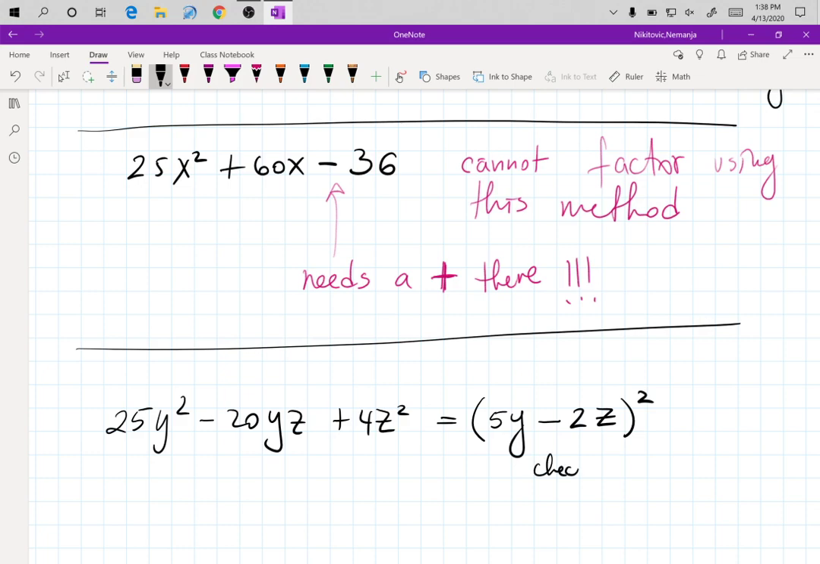And now check the middle term. We have 2 times 5y times negative 2z, and that's going to give us negative 20yz. Does that match? Yes, it does. Good.